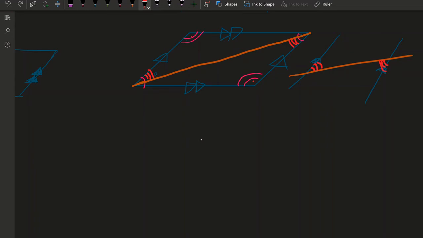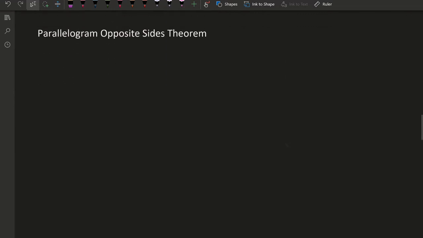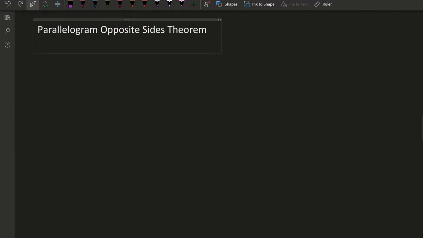So that means that these two triangles that I've created right here are congruent, and then using CPCTC, these two sides have to be congruent and these two sides have to be congruent. All that to say, if I know that a shape is a parallelogram, I also know that the opposite sides are congruent. So we can go to the parallelogram opposite sides theorem, which states that the opposite sides of a parallelogram are congruent.